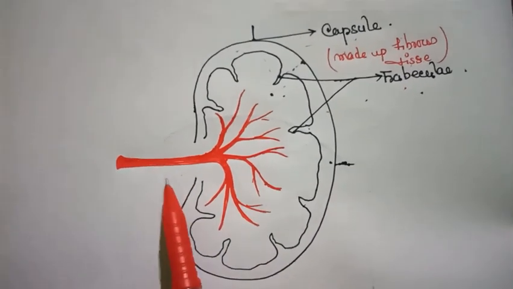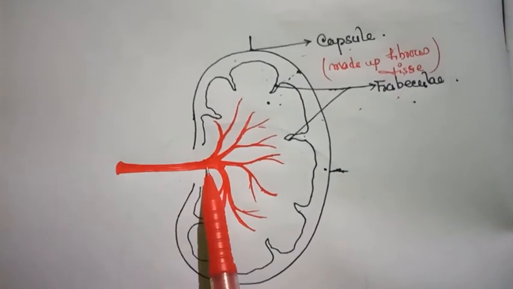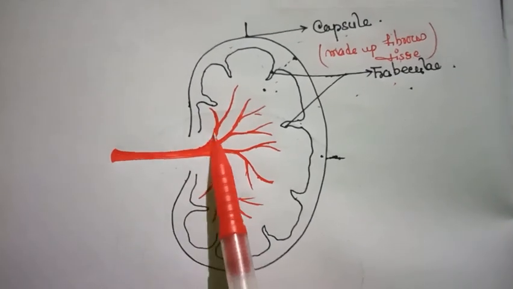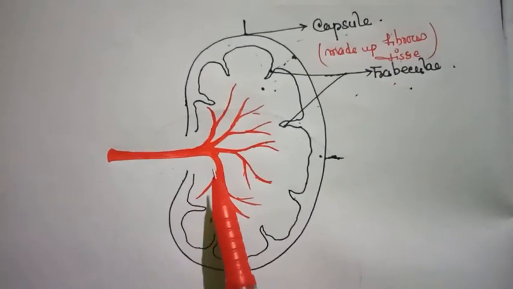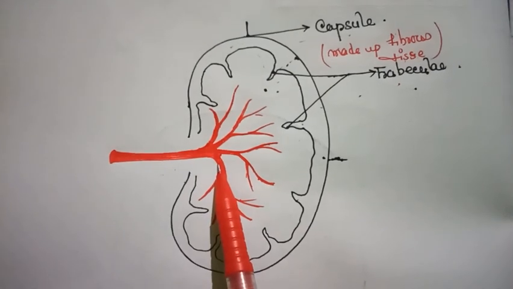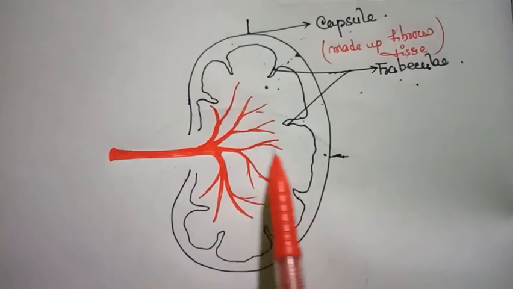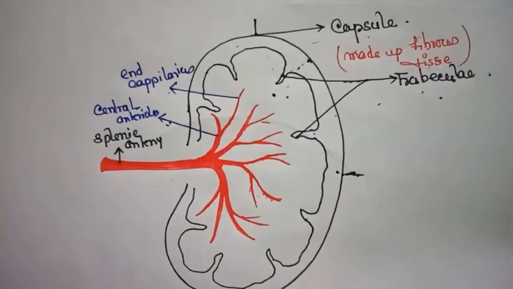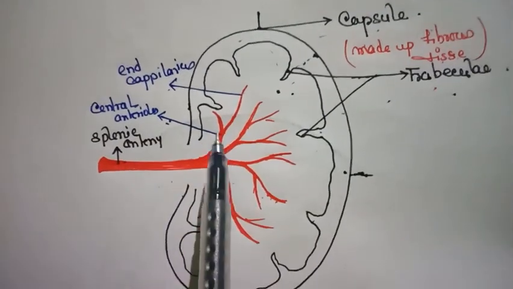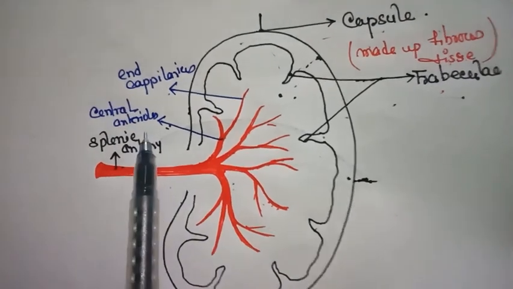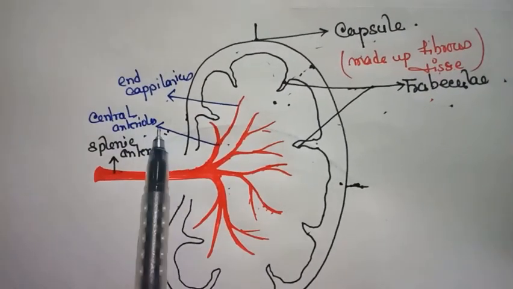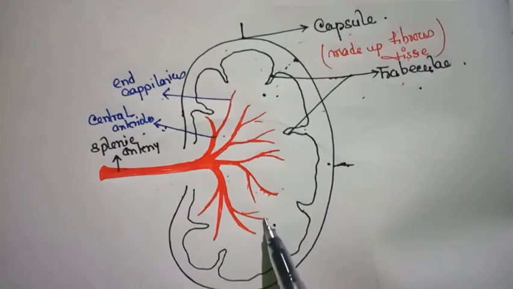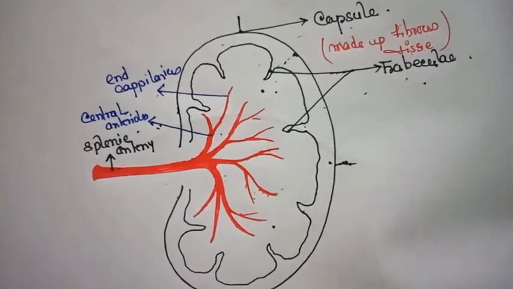There is a splenic artery which brings the blood, and it divides into small arterioles that are called the central arterioles. They also branch, and these are called the end capillaries. This is the splenic artery, these are the central arterioles, and these are the end capillaries, and they do not join straight away to the vein.